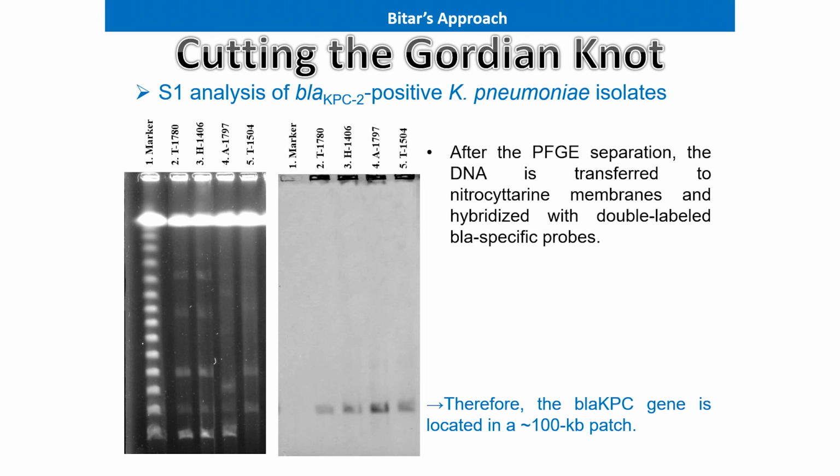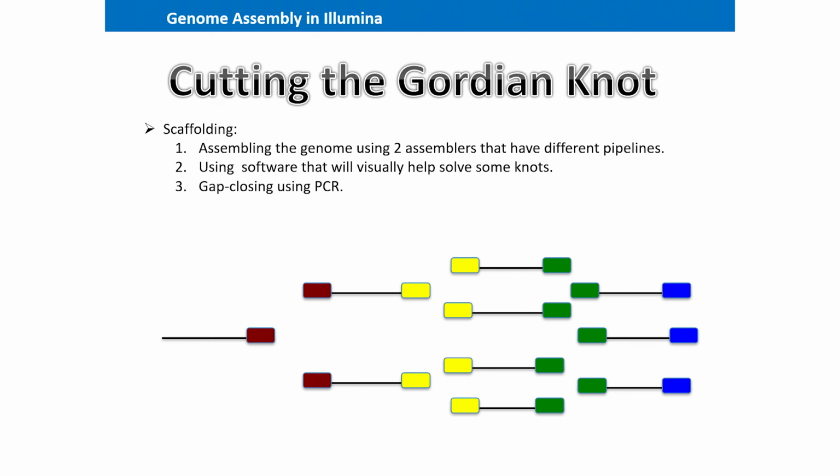You have the transformation, so let's say 50 contigs more or less. And then you can do the final step when you're dealing with Illumina, which is the PCR gap closing technique.